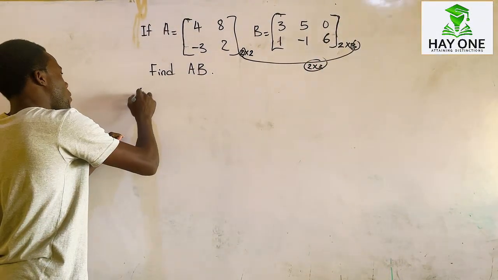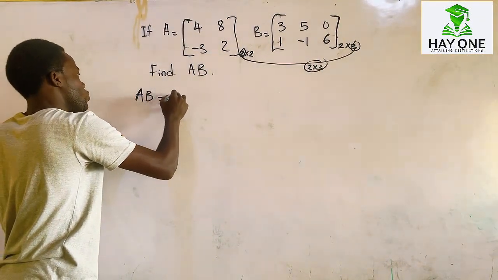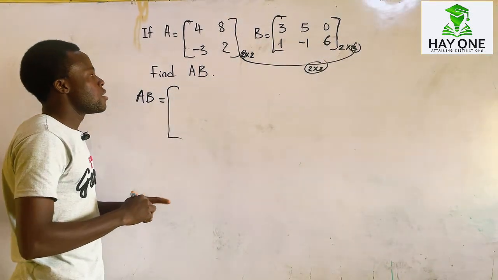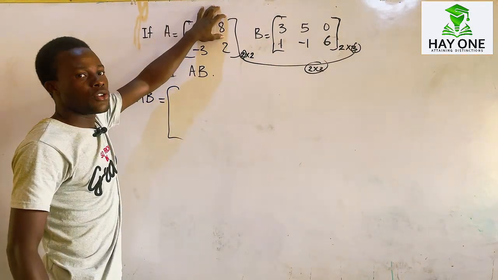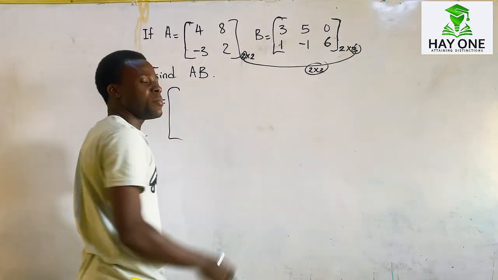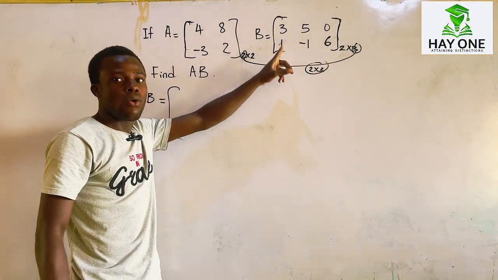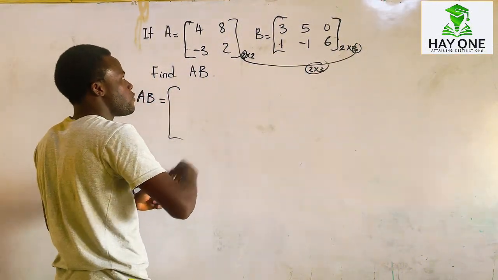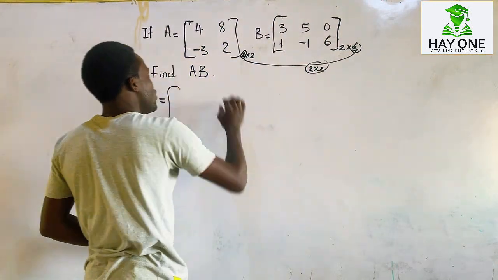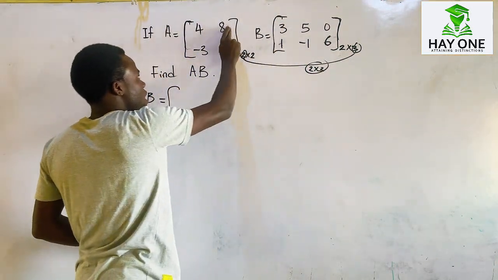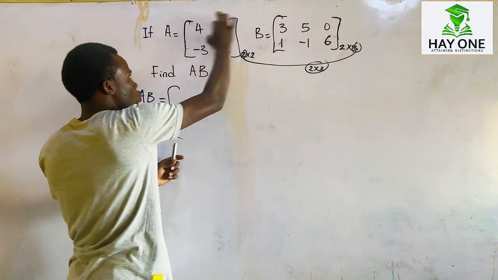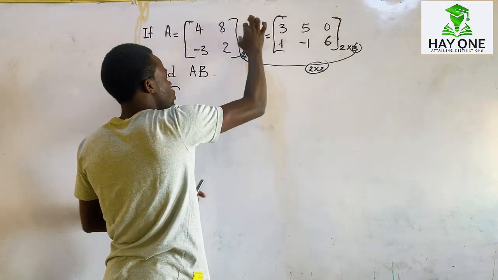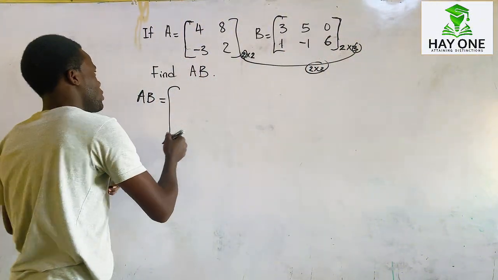Now, our AB will be equal to, take all the elements on this first row, multiply them with the elements on this first column of the second matrix. So it will be in this format, like this and like this. So use 4 to multiply 3, use 8 to multiply 1. You add it. You do the same thing to the second column, you do the same thing to the last column. So let's multiply it together.